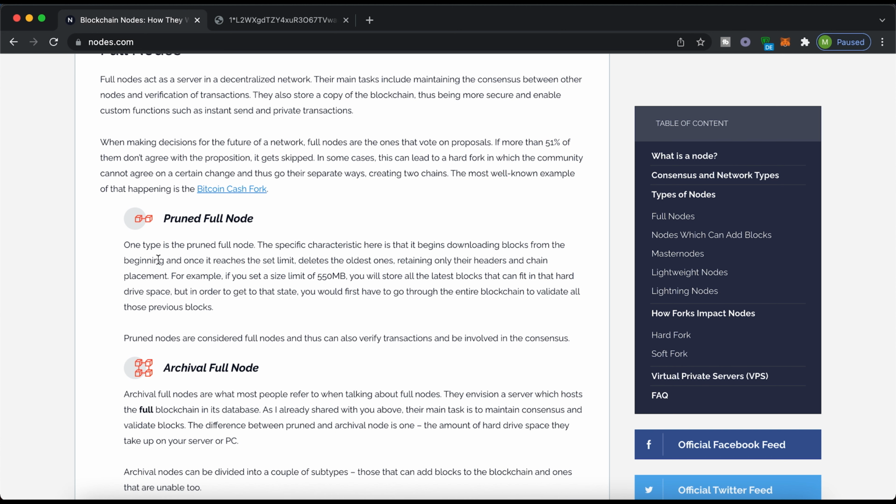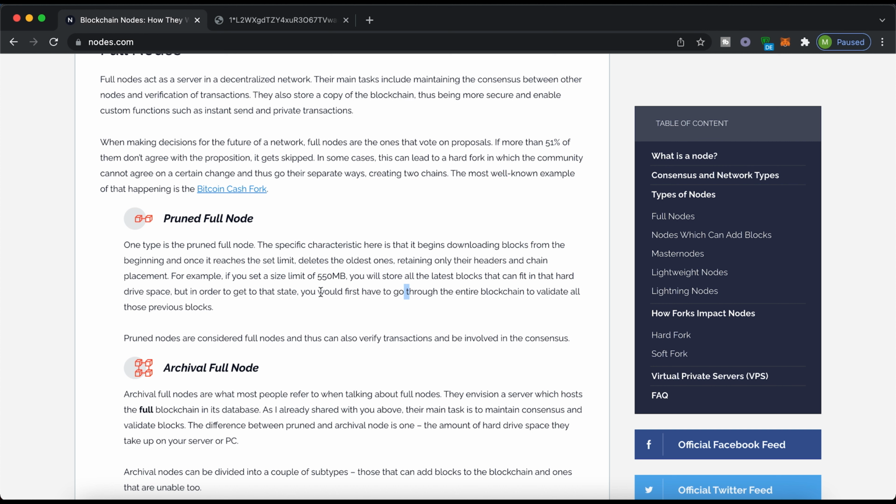There are pruned full nodes. What a pruned full node does is it downloads the blocks from the beginning, and once it reaches a set limit, deletes the oldest while retaining only their headers and chain placement. So for instance, if you have a certain amount of storage on a computer, the pruned node will fill all the storage space up with the blockchain, but delete the oldest ones that wouldn't be able to fit on the entire storage.